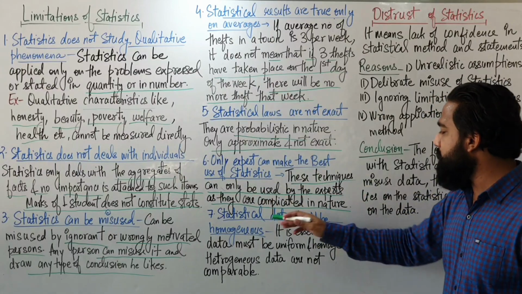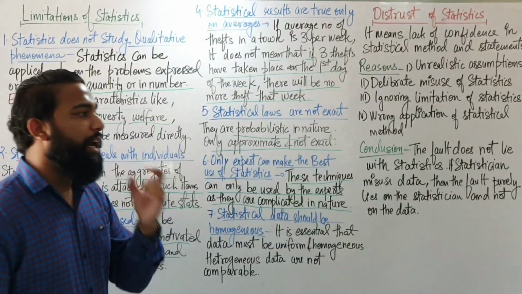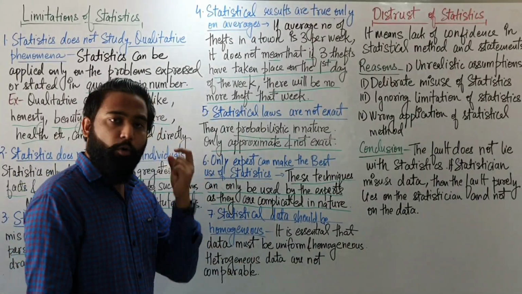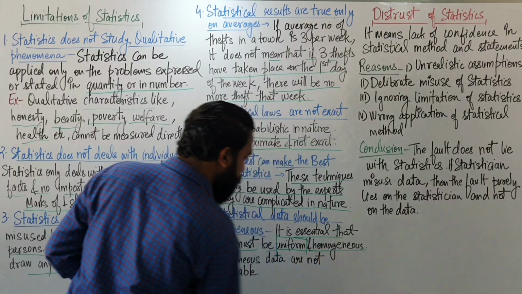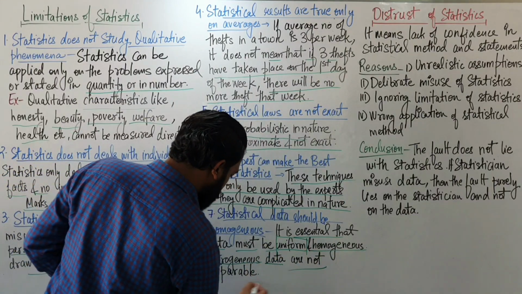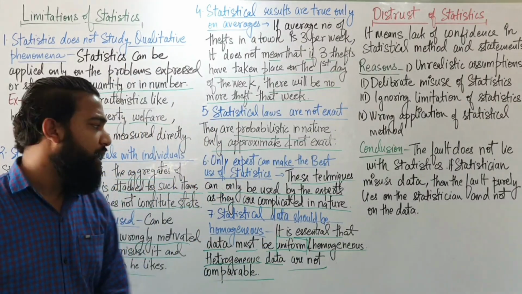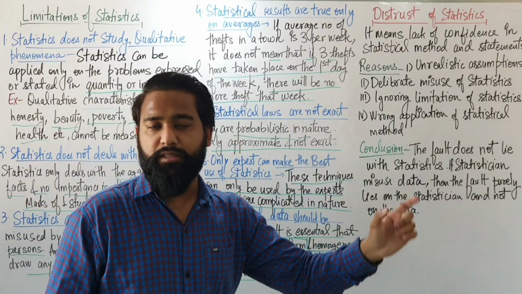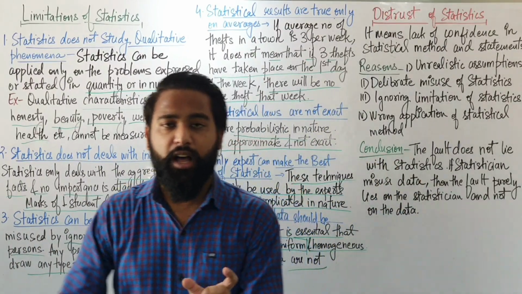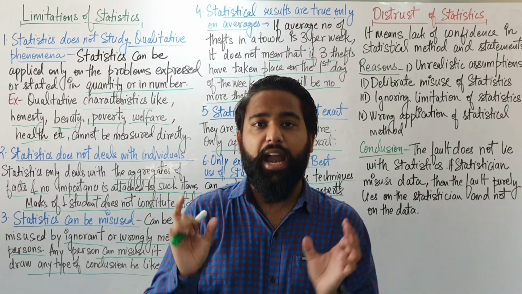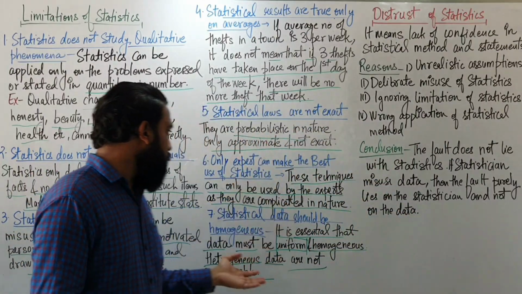Now the last one, which is that statistical data should be homogeneous. When it comes to comparison, your data must be homogeneous. Your data must be of the same caliber, of the same quality. It is essential that data must be uniform, similar and homogeneous, because heterogeneous data are not comparable. If you are comparing height with weight, that's heterogeneous data. You cannot compare heights with weights. If you need to compare the height of some person, you need to compare it with the height of another person. In the previous video, the height of Akansha cannot be compared with the weight of Anshika. So in that case, you need to calculate the height of Anshika so that you can compare it with the height of Akansha. So that's all for the limitations.